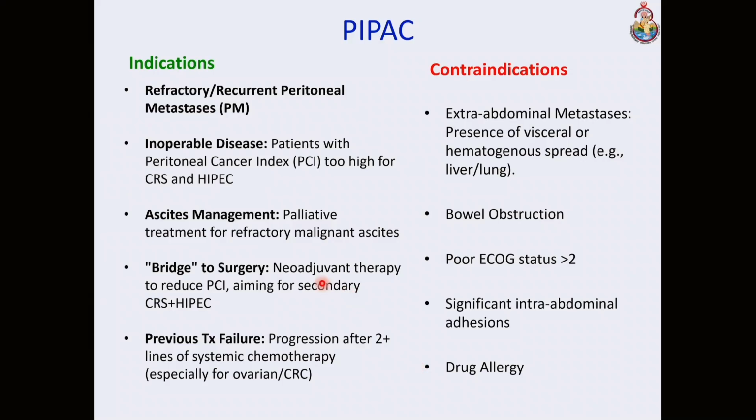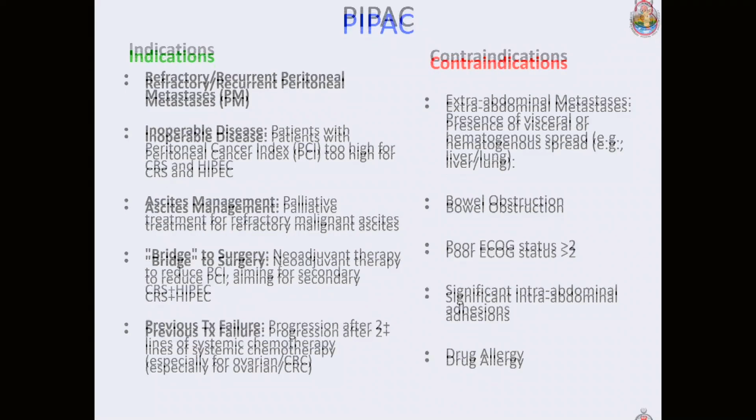So what are the indications? Indications remain a refractory or recurrent peritoneal metastasis, inoperable disease in a way that PCI is too high for any standard CRS or HIPEC. There is palliation for ascites management. Sometimes PIPAC is being used as a bridge to surgery. You do repeated PIPAC and the patient becomes a candidate for HIPEC in some time. And definitely when multiple lines of chemotherapy have resulted in failure.